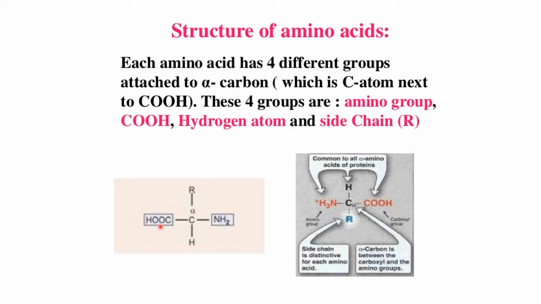That is, one is the carboxylic group, this is the amino group, one is the R group, which is a side chain, and this is the H hydrogen atom. Again, I'll explain this. This is the structure of an amino acid, because of which the protein molecule is formed.